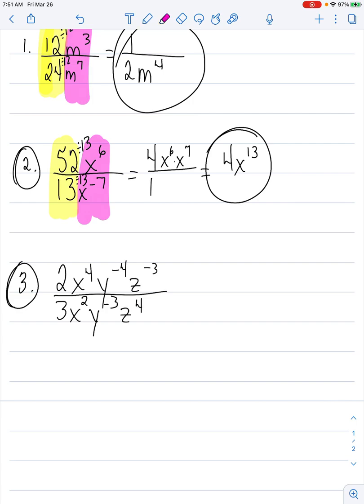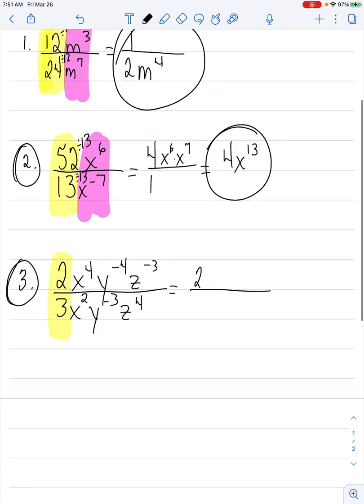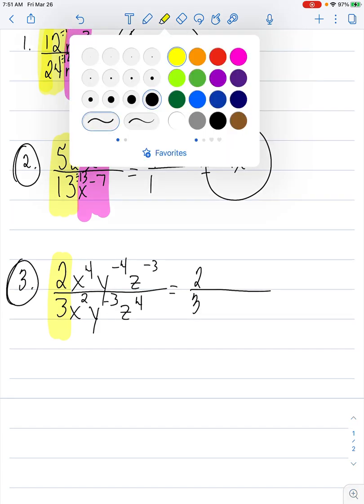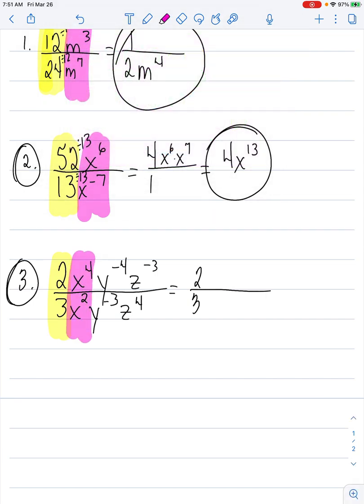So first, let's start with our 2/3. Is there anything I can do to simplify that? No, so I'll leave that as 2/3. Now let's take a look at our x's. I notice I have 4 on top, 2 on bottom. Where do I have more? On the top. How many more? 4 minus 2 is 2.